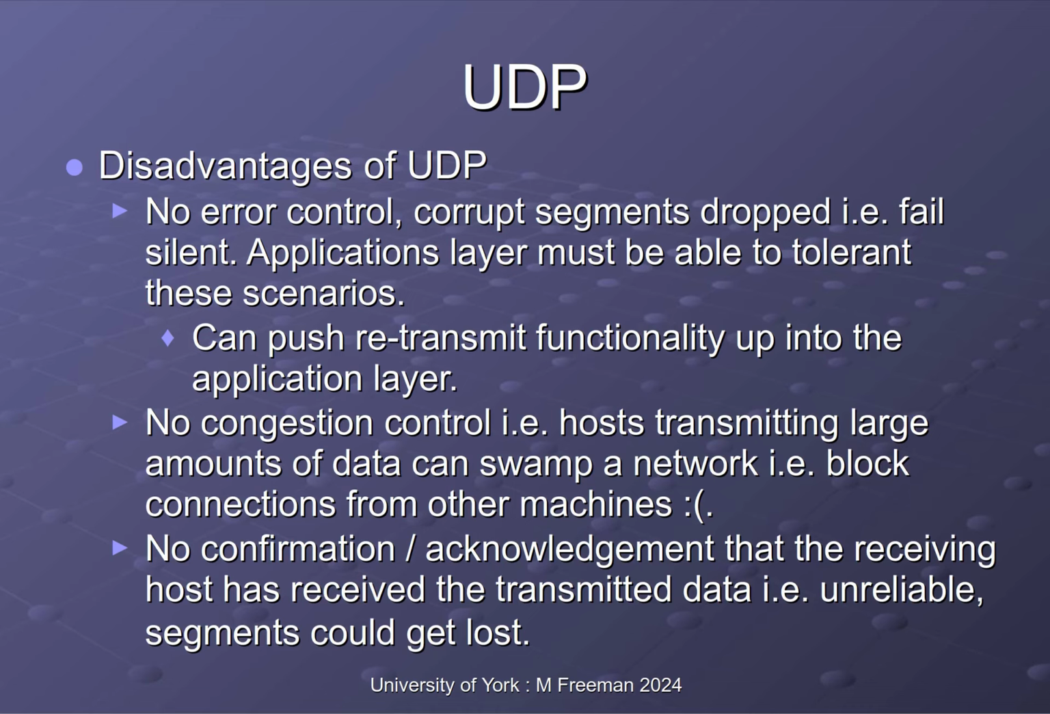Because UDP is not a reliable protocol, it has some disadvantages. Obviously, if a packet gets lost, it's lost. In addition, there's no flow control in UDP, so there's no way of detecting if you're sending the data too quickly to the receiving host. So it's very easy, if you're transferring a lot of data using UDP, to swamp the network. There's no congestion control, there's no flow control within this protocol. So you can hog all the network bandwidth if you so desire.